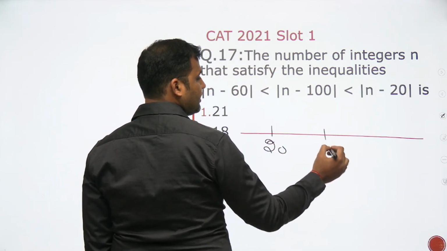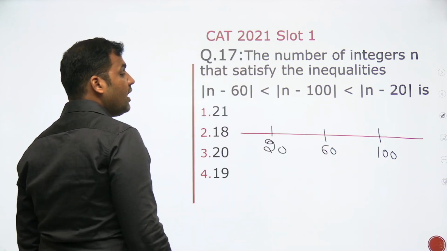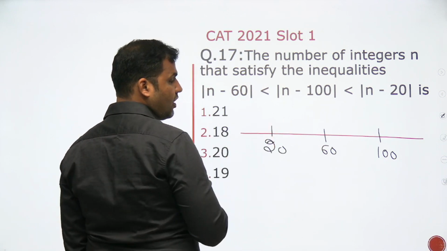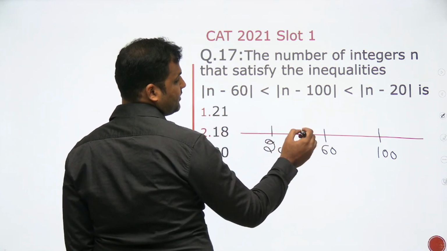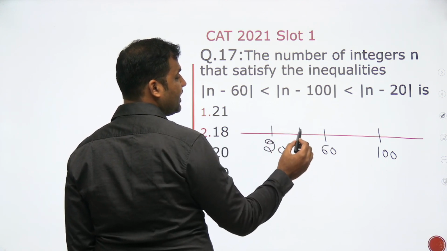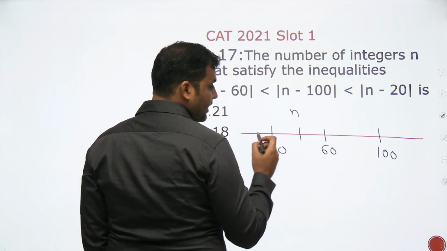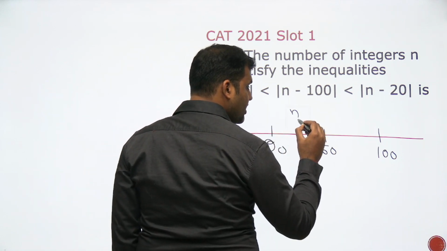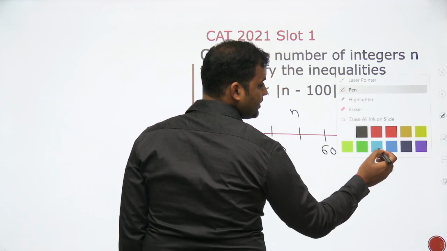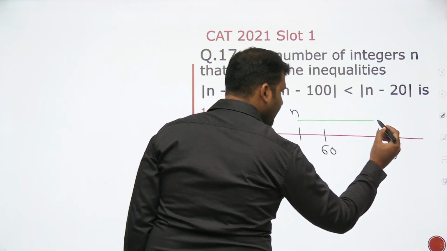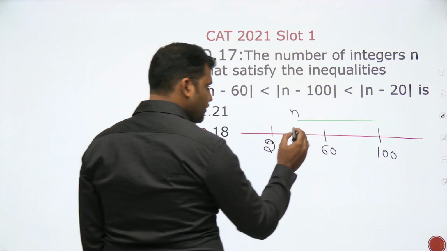20, 60, 100. If I am picking the value of n, let's say, so first region में value नहीं हो सकता है. Let's pick the value of n here in this region, right? If I take the value of n here in this region, you see that the distance of n from 100 will be this much, right? And the distance of n from 60 would be this much.